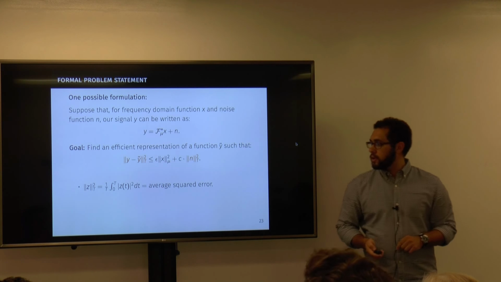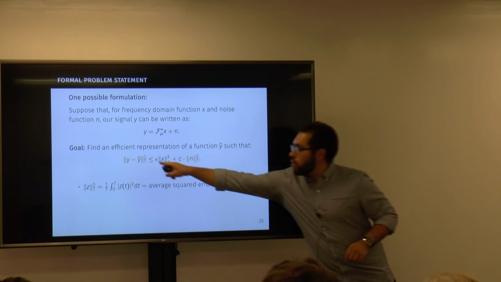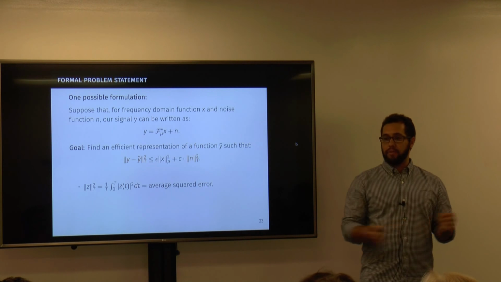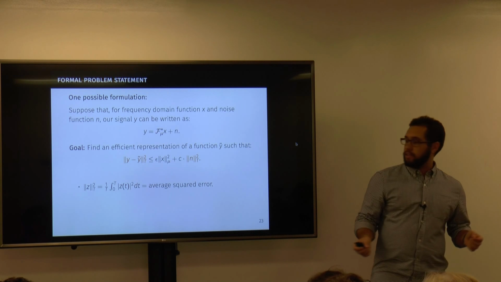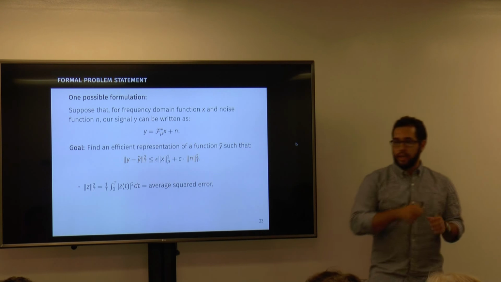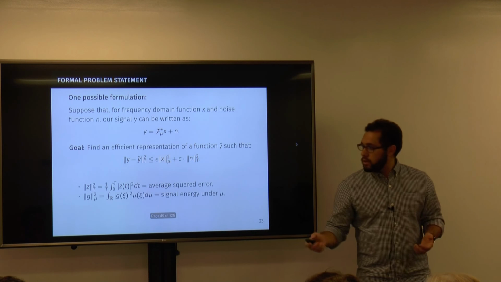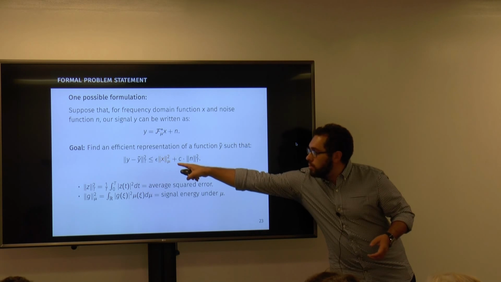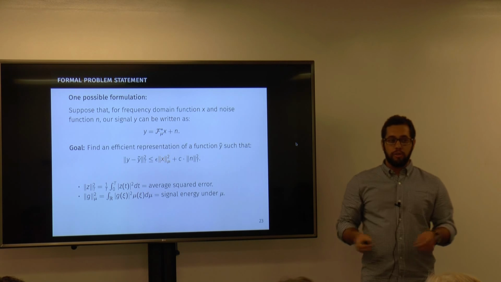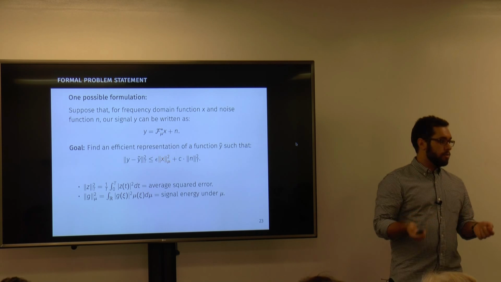Okay, by this norm t, all I mean is the average squared error of the signal. So that's the sum of the difference between the signal squared over the whole signal, just the average of that. By the mu norm, I mean the norm under my weight function mu, or my prior mu.